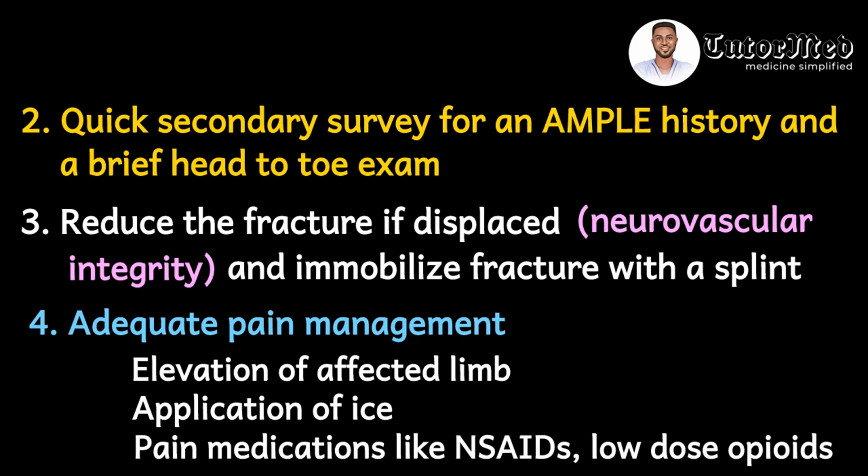And so the principles are a quick primary survey, a quick secondary survey, and then you immobilize. First, if the fracture is displaced, reduce it, but make sure that after reducing it, the person's blood and nerve supply to the limb is still intact. Then you splint the reduced fracture, and then you ensure adequate pain management, initial management.